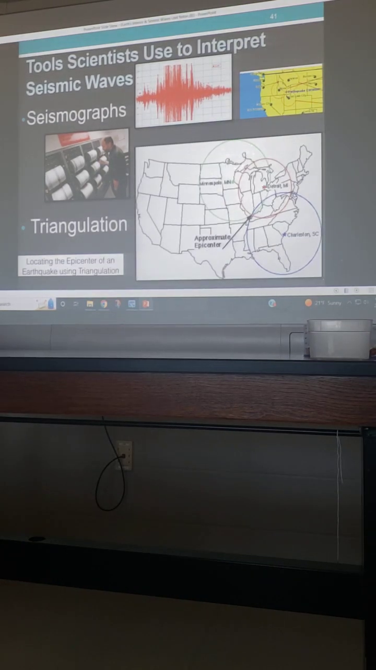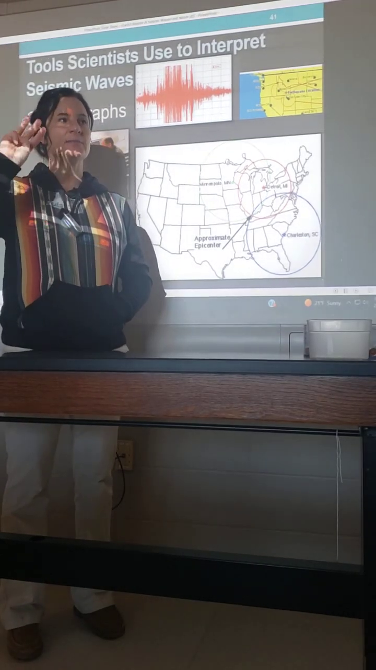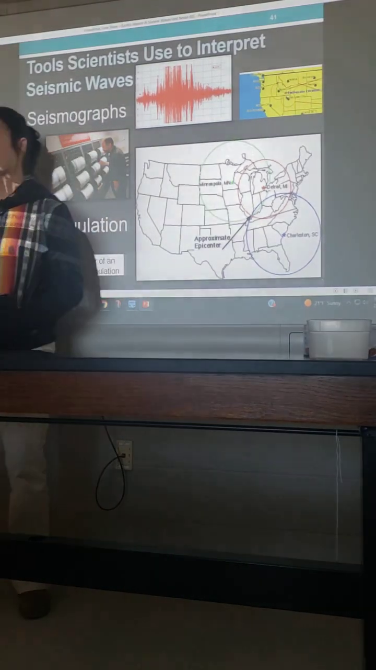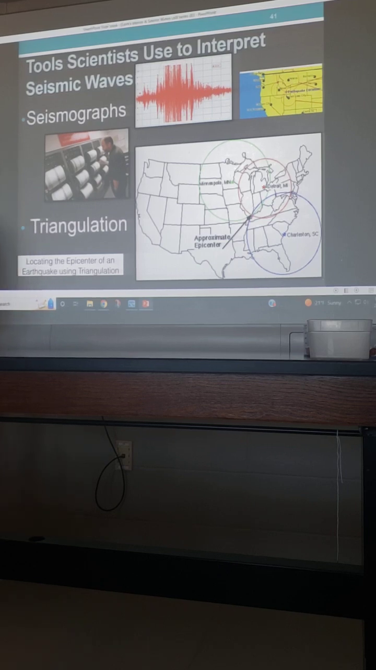And triangulation is going to use data from 3 seismic stations, right? You have to have data. You can narrow it down with 1. You can get a little bit more specific with 2, but to pinpoint exactly where an earthquake originated from, you have to have 3 stations.